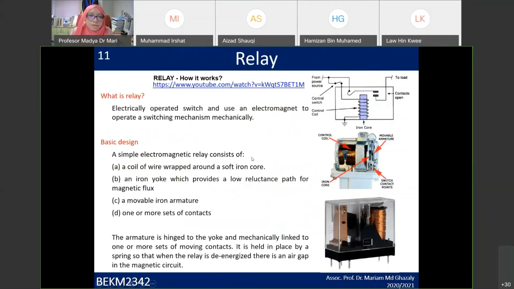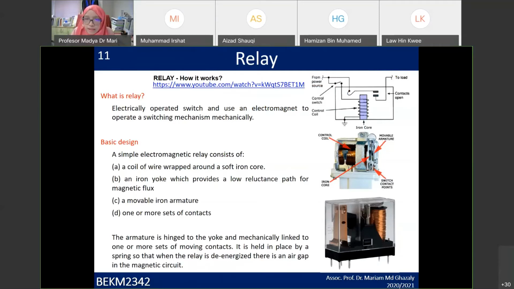Okay, let's go to the relay. So how does the relay work? I think you can just click on this and look at the animation, but I'm going to explain in terms of theory. So what is a relay? A relay is an electrically operated switch that uses an electromagnet to operate a switching mechanism. I have explained it just now.